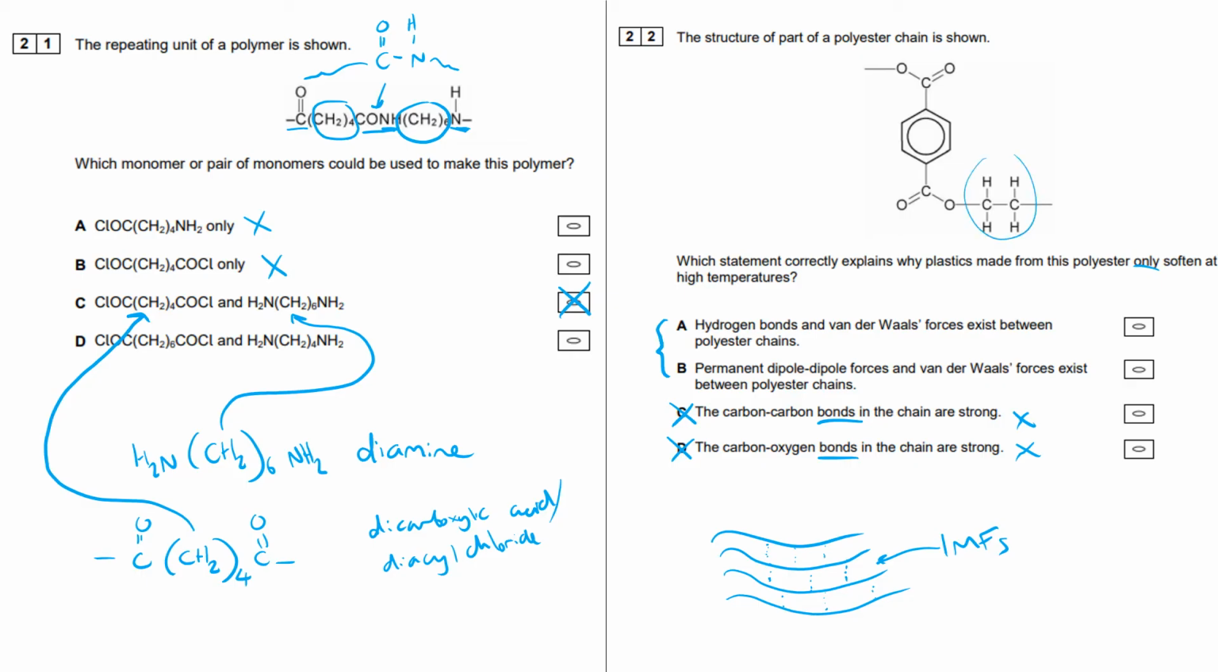Well, you've got your CH groups, you've got your benzene ring, that's going to provide van der Waals forces between the chains. You have your C double bond O single bond O. Now these don't have an OH group on them, so therefore it's not going to be hydrogen bonds. These are polar groups. If they're polar groups, it's going to be your dipole-dipole forces between chains. So answer B is correct.